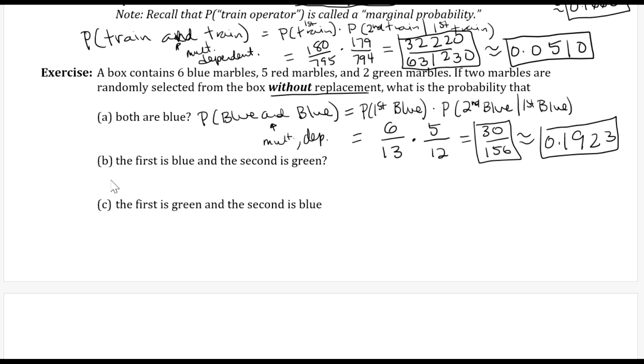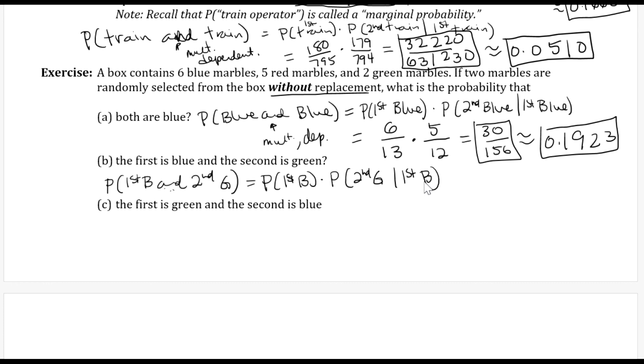Here we have the probability that the first is blue and the second is green. Again, we have an and. That's going to be a multiplication rule, and since we have this phrase without replacement, these are dependent events, so we have to utilize the general multiplication rule. The probability that the first is blue times the probability the second is green, given that the first was blue.